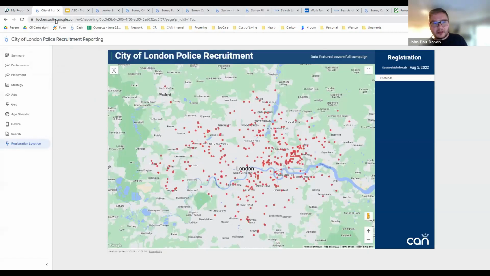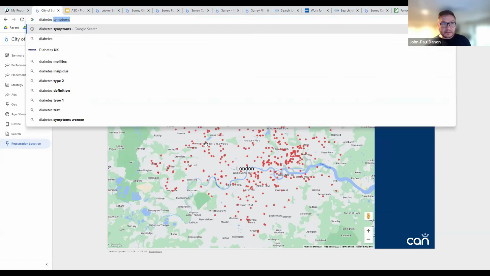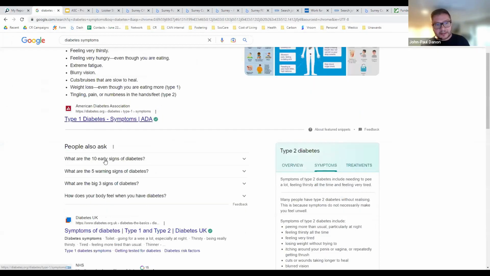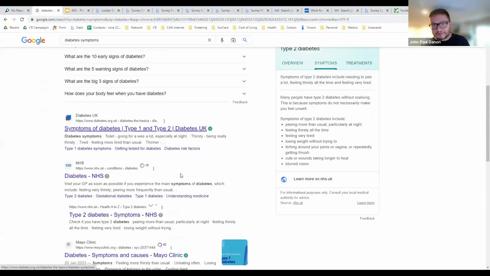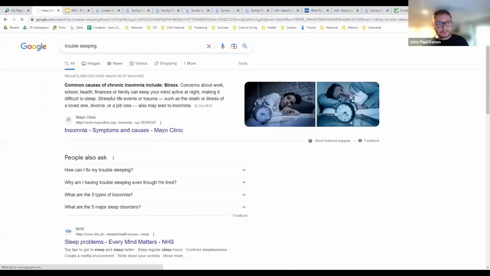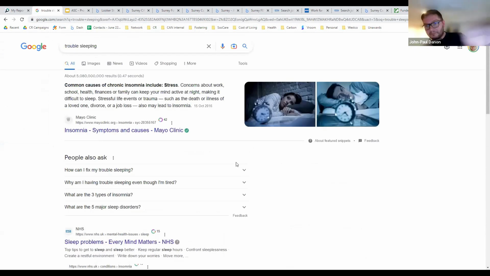Are we looking at a map at the moment now? We are. Yeah, all good. Okay, so if I put in diabetes symptoms into Google, there will be a range of adverts potentially that can appear around it, or trouble sleeping. We sometimes see sponsored adverts around certain things. So that's how you can intercept search.